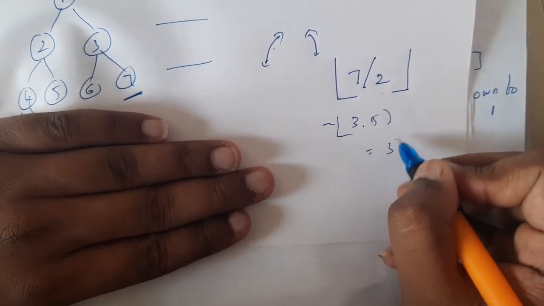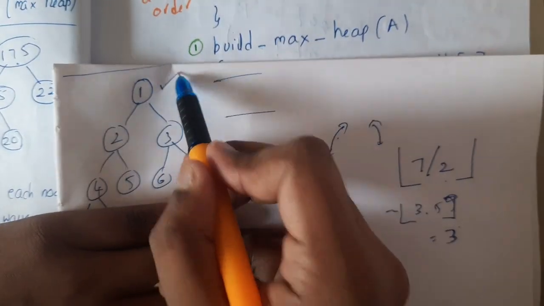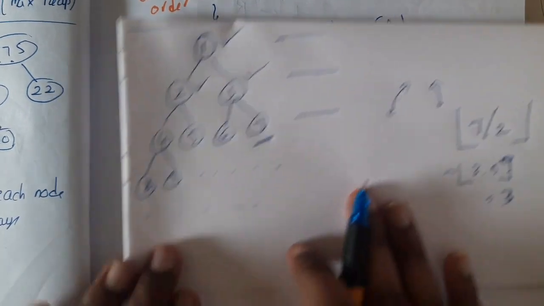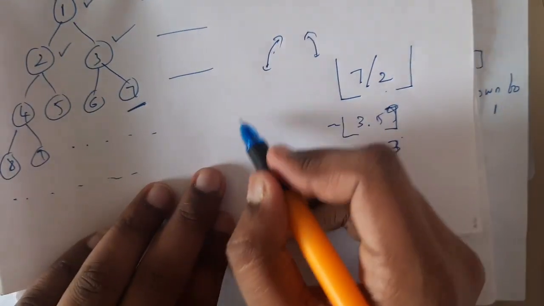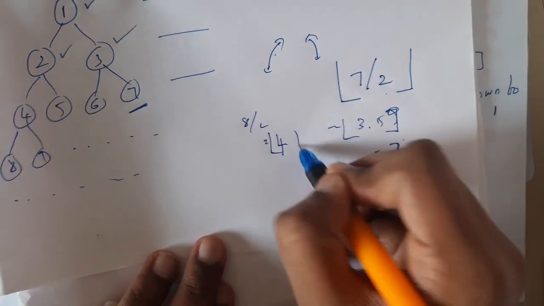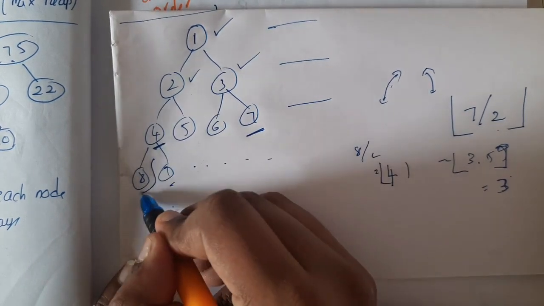So that is nothing but the lower bound will be 3, right? So for 1, 2 and 3 you need to do the operation. Similarly, if 8 is included, 8 by 2 is nothing but 4, so till 4 you need to do the operation, as it is indirectly having the children.